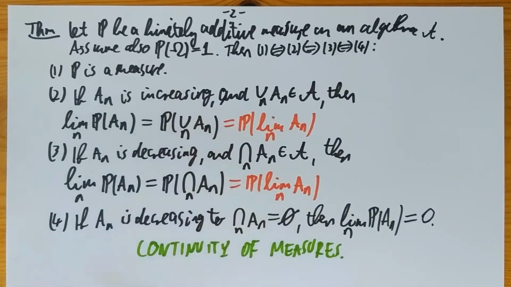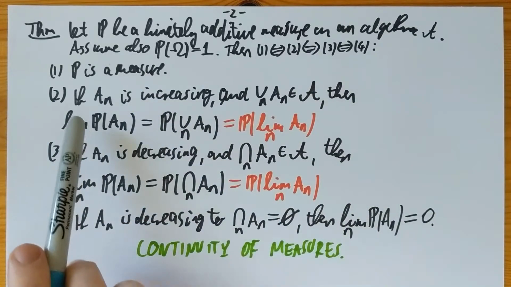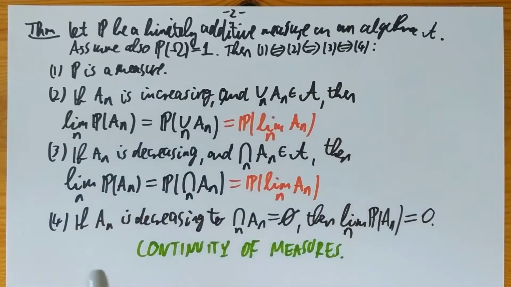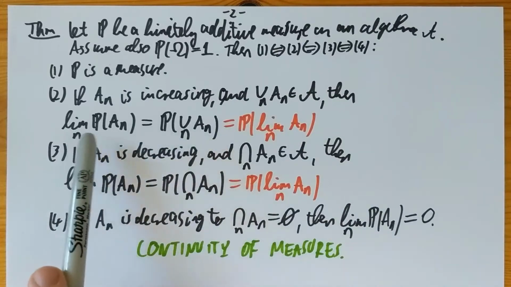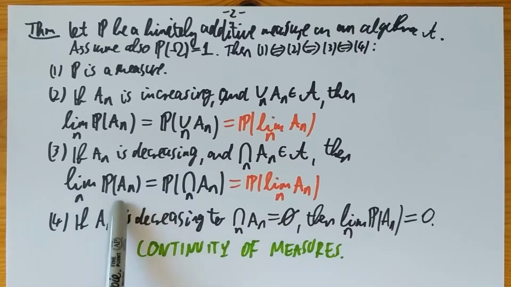The first one is that the finitely additive measure is actually a measure. The second one is that for increasing sets, the limit of the measures is the same as the measure of the union. The third is that for decreasing sets, the limit of the measures is the measure of the intersection.